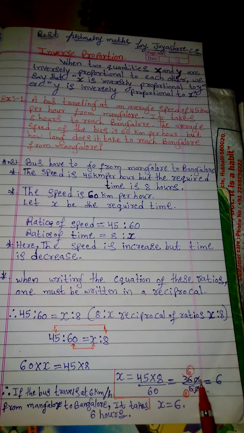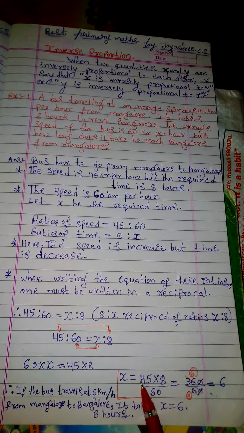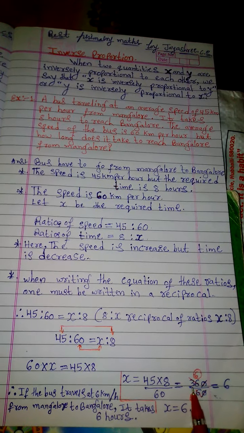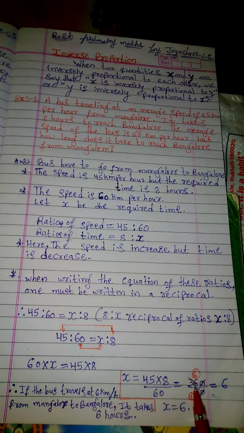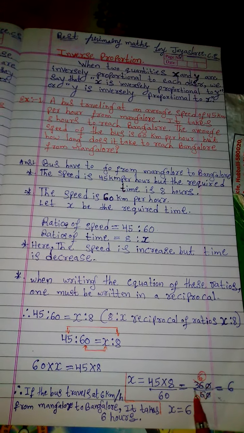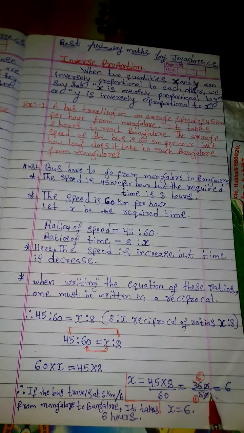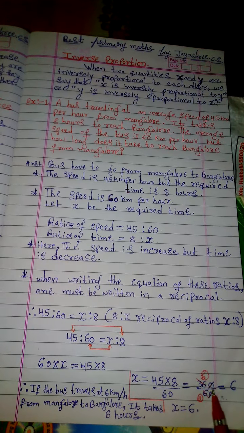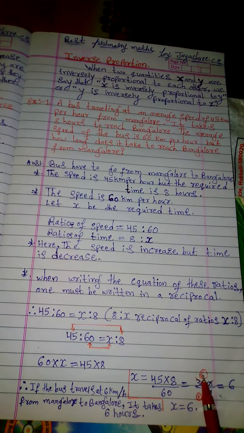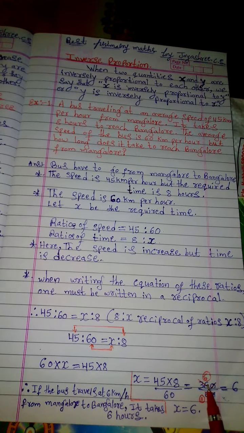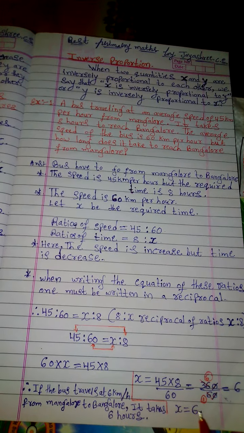8 fives are 40, 4 carry, 8 fours are 32, add 4 is 36. We get 360 upon 60. Cancel the 0. 6 ones are 6, 6 sixes are 36. So the value of x is 6.